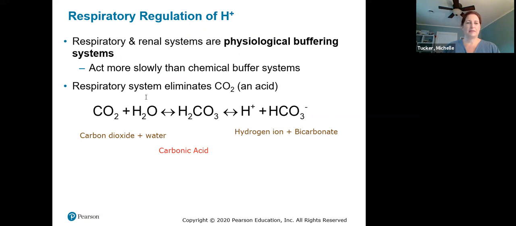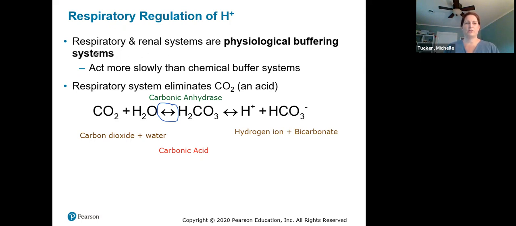An enzyme is required for this part of the reaction to occur. So to go from carbonic acid to carbon dioxide and water, or to go the reverse, requires carbonic anhydrase. So an enzyme is required at this step, but carbonic acid, under the right conditions, will dissociate into hydrogen ion and bicarbonate.